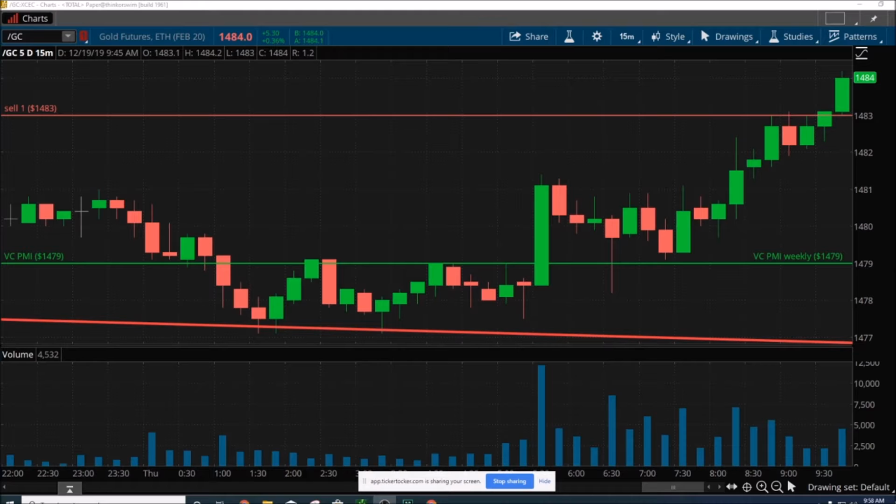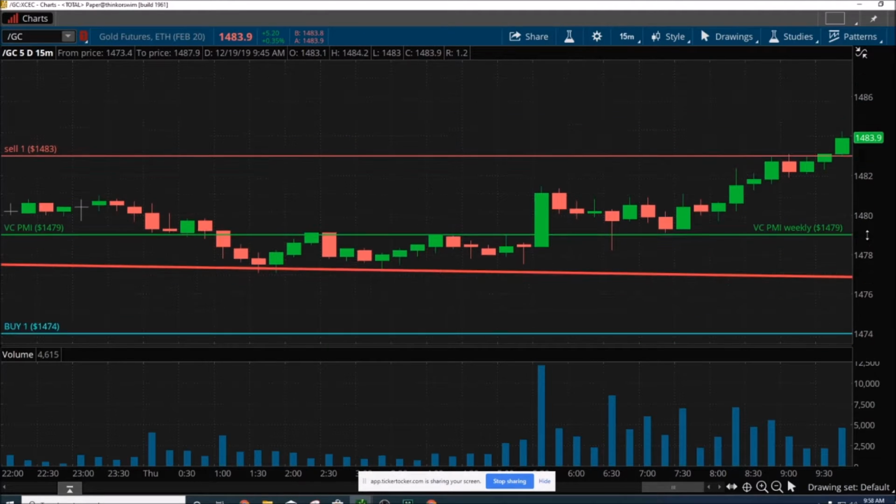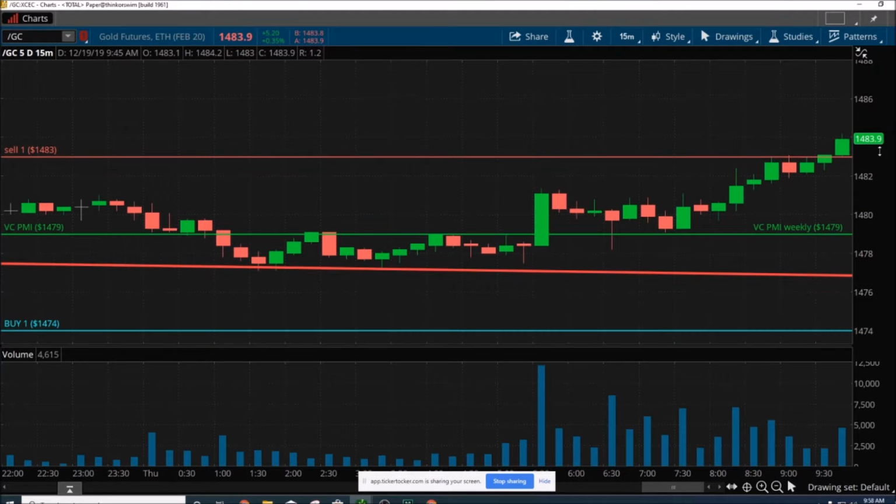What we're looking at right now is the price of gold trading at 1484. And if you take a look at the chart, it is trading above the sell one level of 1483. The market is showing a very strong daily uptrend momentum.